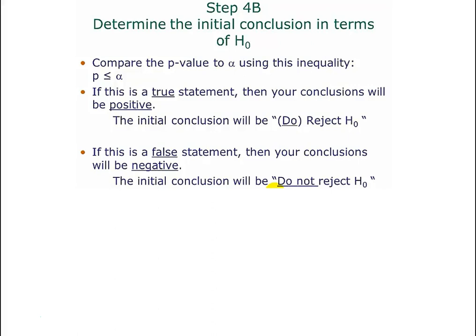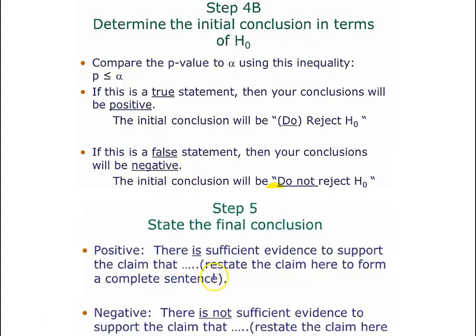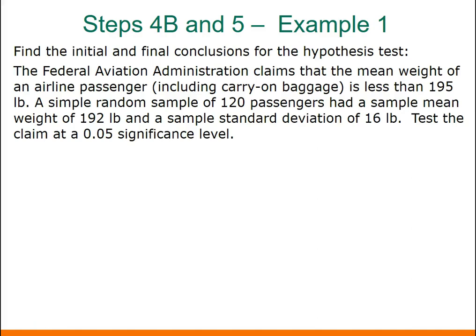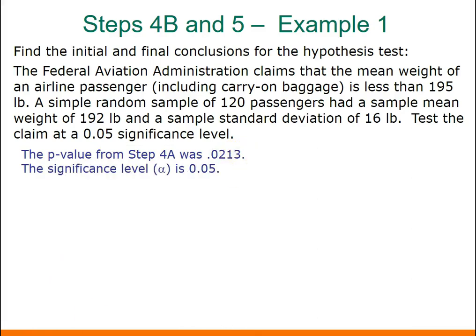Okay, and then the last two parts of this are step 4b, where we find the initial conclusion in terms of the null hypothesis, and step 5, where we state the final conclusion. So let's look at some examples of this. The test we did about the weight of the airline passengers, we found a p-value of 0.0213, and our significance level here was 0.05.